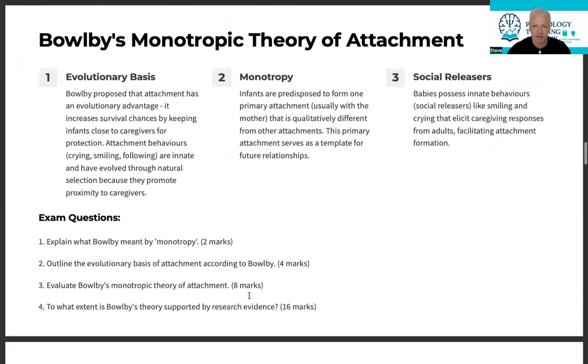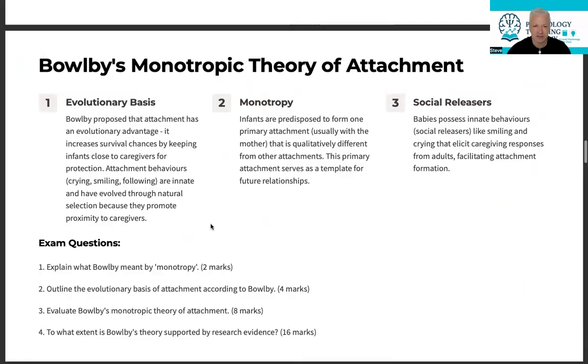Bowlby's monotropic theory. So this is based on evolution. Attachment has an evolutionary advantage. So all these behaviors like crying, smiling, cooing, they're all ways of keeping infants safe and keeping the mother close to them so they can survive, because they're basically helpless and they need an adult with them.